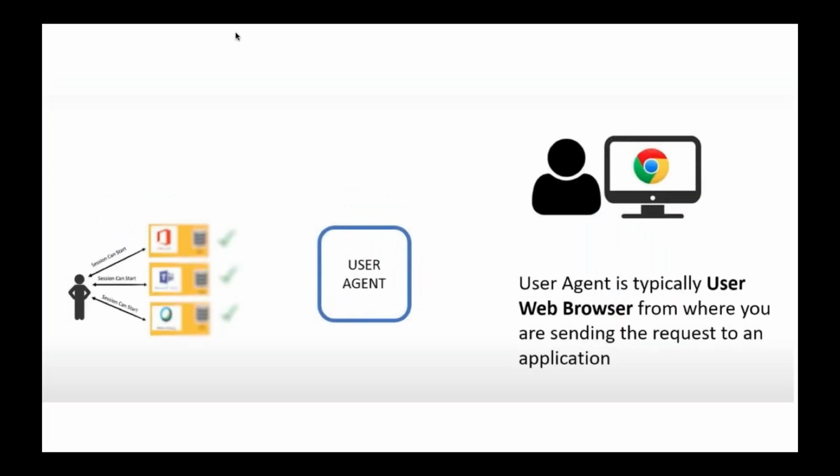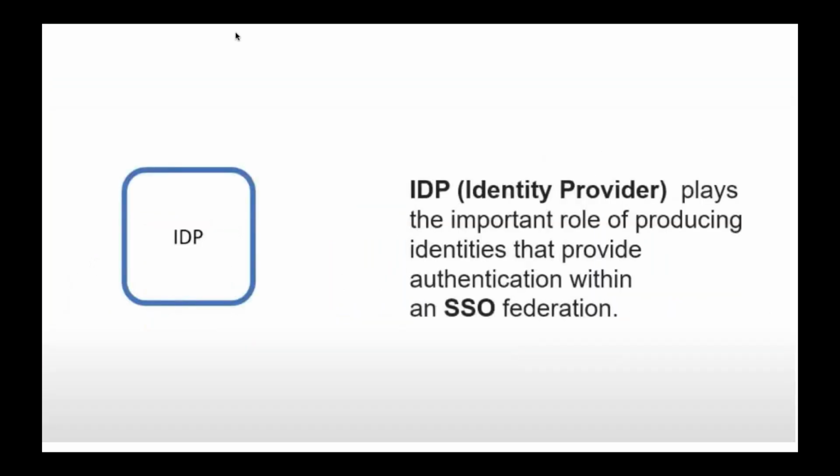Next, I want to go with the next thing. The user agent is typically a web browser from where you are sending the request to an application. IDP is the identity provider, which plays an important role of producing identities that provide authentication with single sign-on federation. So what is SP? SP stands for service provider. Service provider is nothing but your application like Salesforce, Microsoft Teams, Office 365, WebEx, SAP application, mobile application, web application, anything.